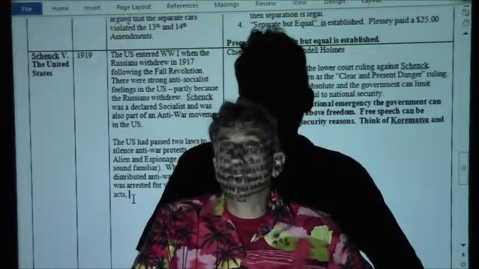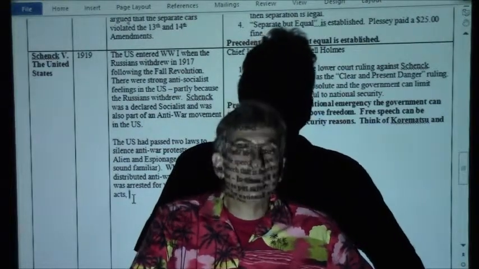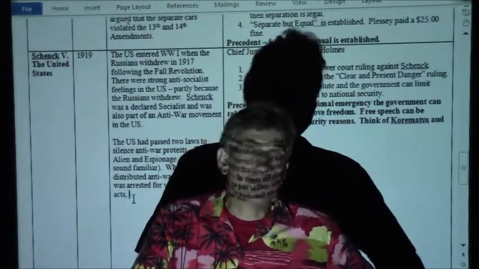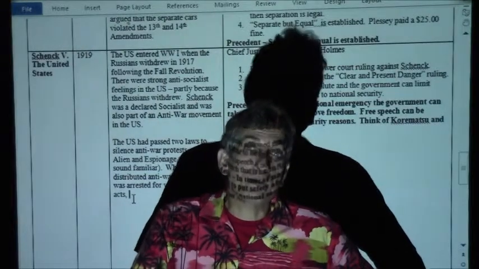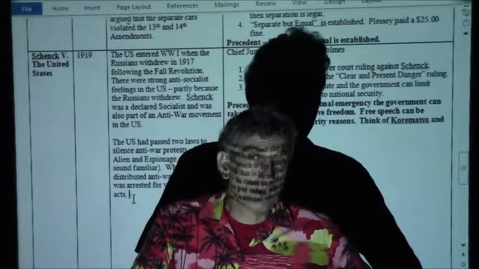So Schenck is handing out these leaflets, and he's going to be arrested. He's going to claim that the First Amendment guarantees him freedom of speech. So we're going to meander our way through the court system again. World War I is popular. It's a popular war in the United States.